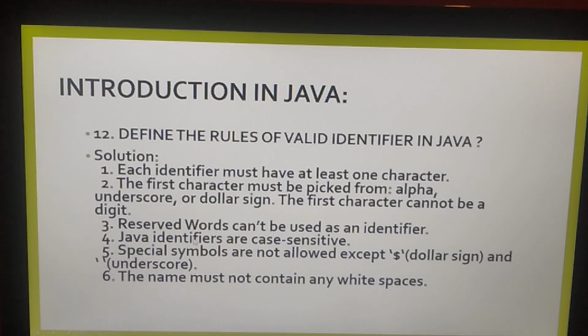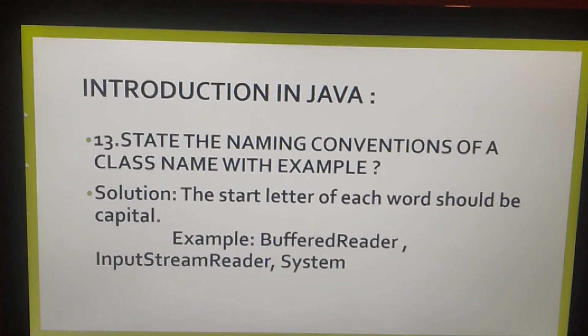Fourth is Java identifiers are case sensitive. Fifth point is special symbols are not allowed except dollar sign and underscore. Sixth point is the name must not contain any white space. 13 number question is, state the naming convention of a class name with example.